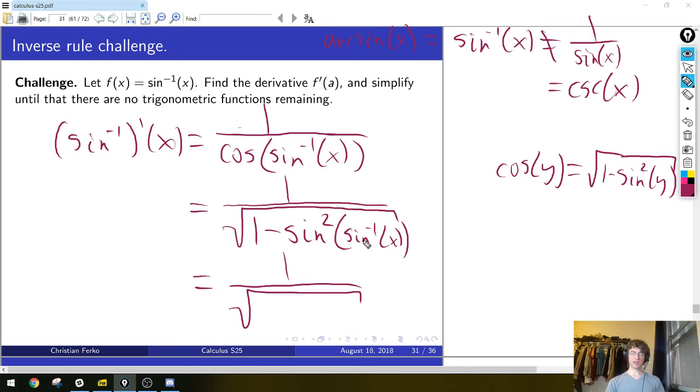Well, this is sine of sine inverse of x quantity squared, right? Sine of sine inverse of x is x. So quantity squared should be 1 over root 1 minus x squared, right?